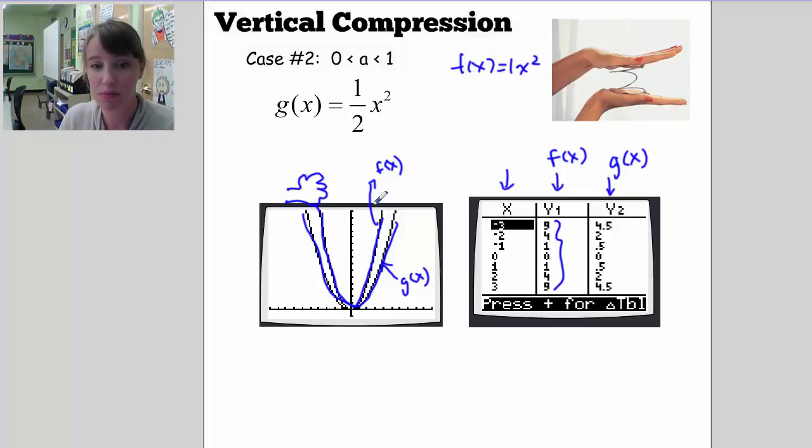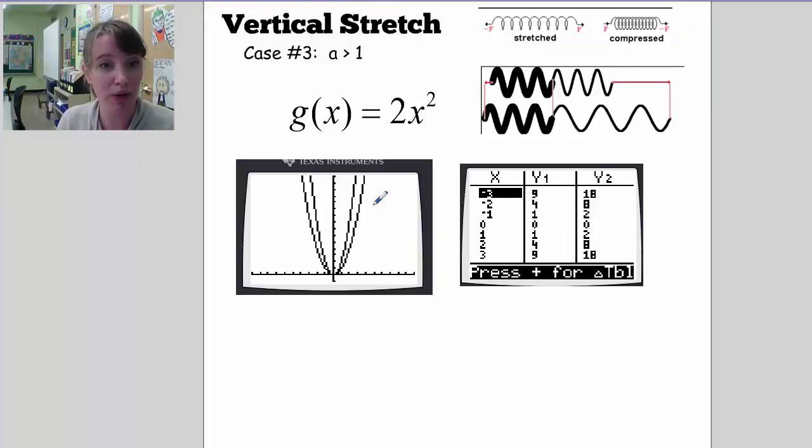Okay, let's look at when a is greater than 1. When a is greater than 1, so for instance let's talk about a is equal to 2. So again, this is f of x, and this is your new value g of x. All it does is it takes the output values for f of x and it doubles them. So instead of 9 you have 18, instead of 4 you have 8. So what happens is the parabola actually goes up a lot faster. The y value, for the same value of x, increases faster. So what that looks like is this inside curve is your new g of x, whereas the outside curve now is your old f of x.